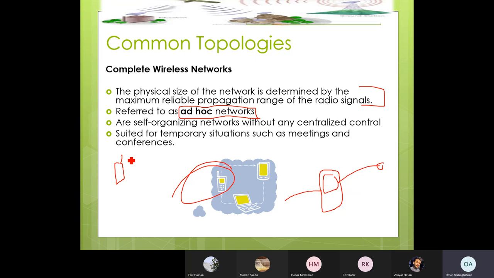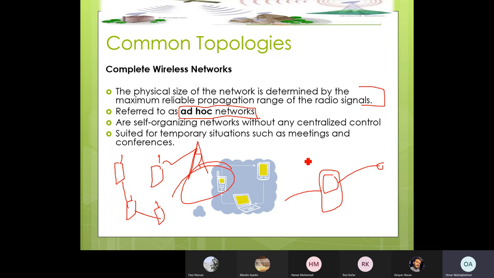Device directly to device. For example, any example of ad hoc? Bluetooth. I can switch on my Bluetooth, and you can switch on yours, and we can communicate via Bluetooth. It's not related to mobile communication, which is the infrastructure. My message will not be forwarded to a base station, and the base station forward it to another mobile. No, we can communicate with each other. We can make a Bluetooth network of 5, 10 students.